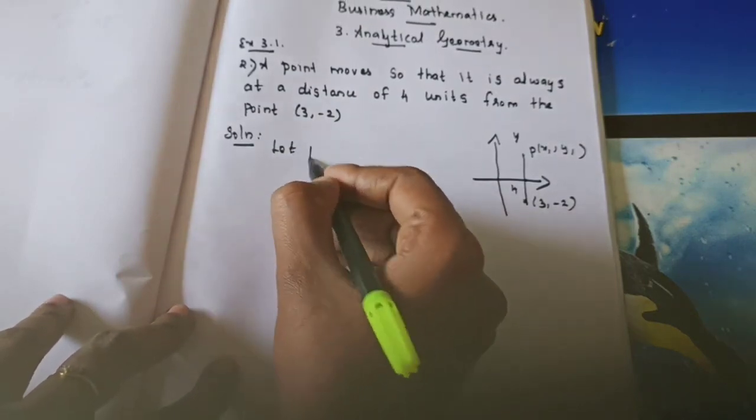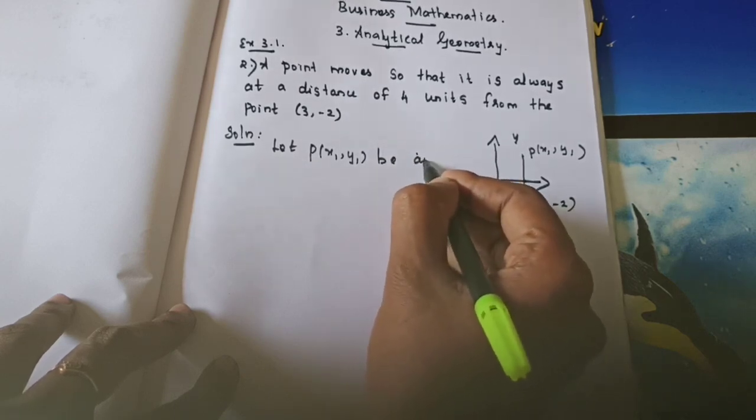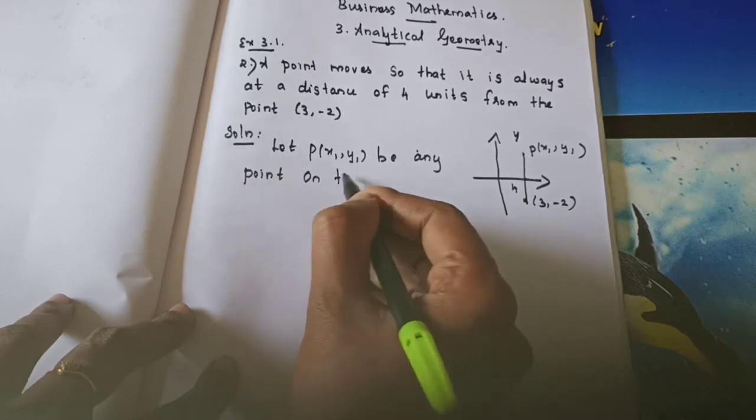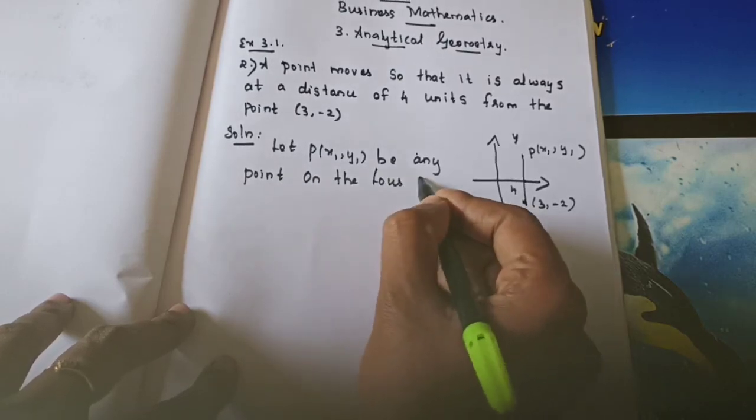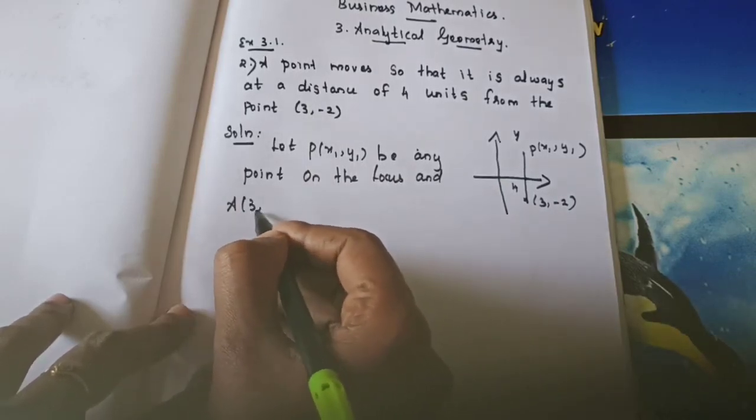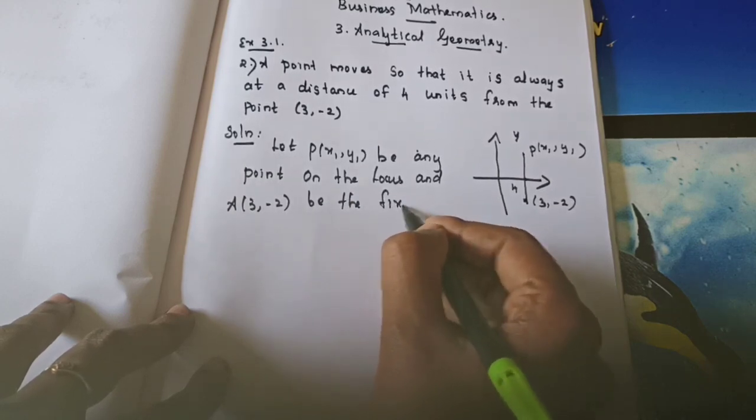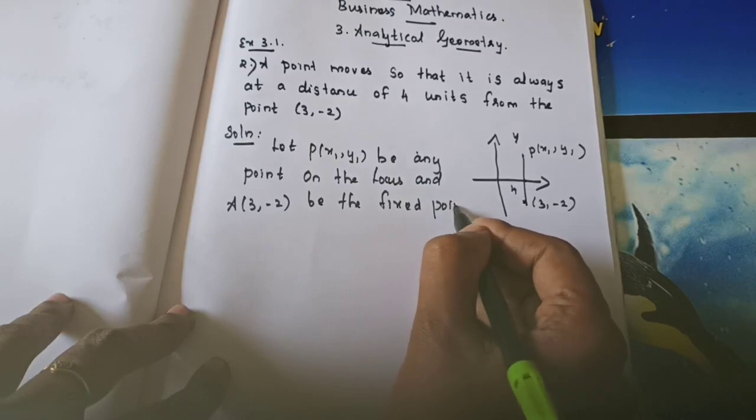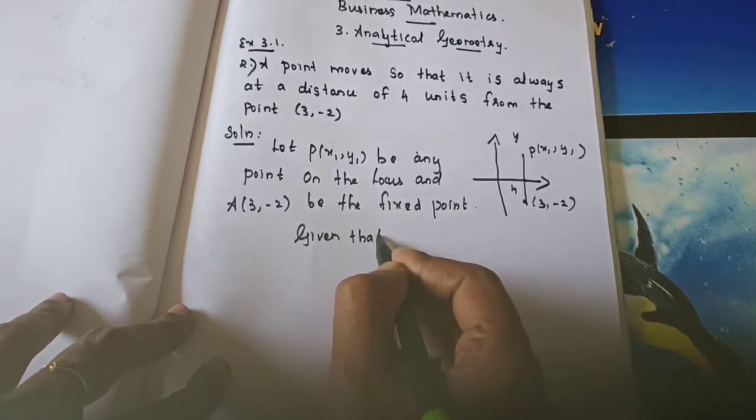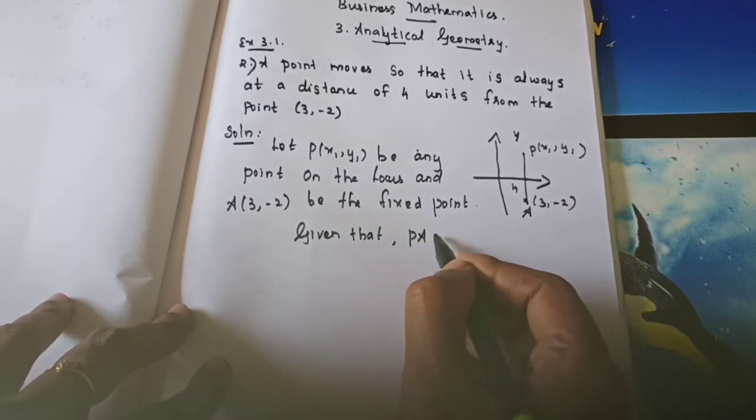Let P of x1, y1 be any point. It's a moving point, keep it in mind. Be any point on the locus and A, 3, minus 2, be the fixed point. Understand? What is given? Given that it is A. So PA, what's the distance given? 4 units. Is it right?